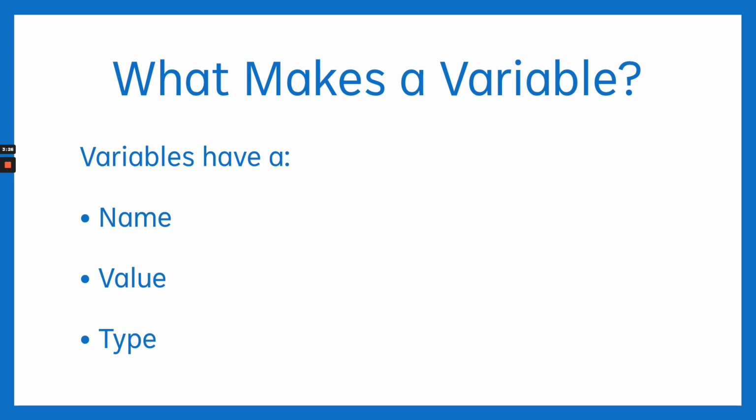So what's the type? Why do we need a type? Why do variables have a type? Let's answer these questions. Take a look at this. This is a variable that is storing the state that I live in. I live in Washington. This is a piece of text. I store it in a variable named state, and the type associated with this variable is a string. A string is just a way of saying text.